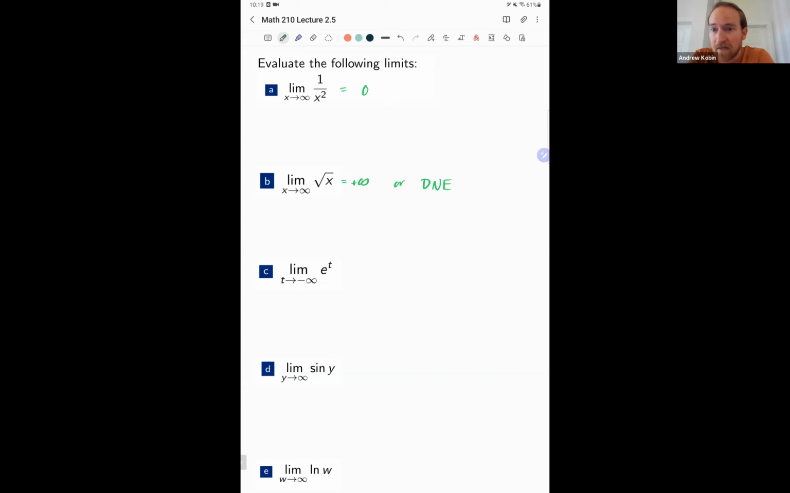Not only does this limit not exist, there's no horizontal asymptote in that direction for the function, but also the values of the function f of x equals square root of x continue to increase unbounded as we move to the right along the x-axis.